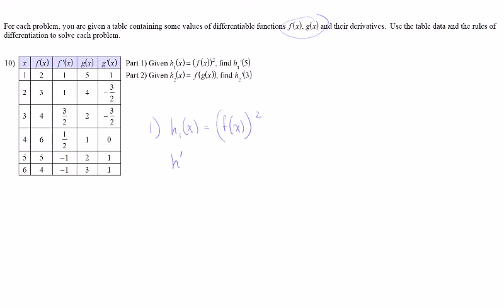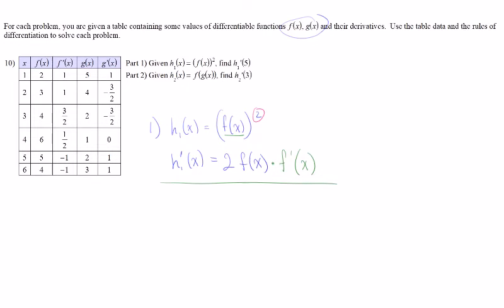So h1 primed of x is going to be chain rule, right? I have an outer function and an inner function. So I'm going to take the derivative of the outer function, which is 2 times f of x to the first power. We could put that 1 there, but since it's a 1, we actually don't need it, nor do we need those extra parentheses anymore. So that's the derivative of the outer function. Now I'm going to take the derivative of the inner function, which is f of x. So the derivative of f of x is just f primed of x. Don't overthink it. You just write it like that, okay?